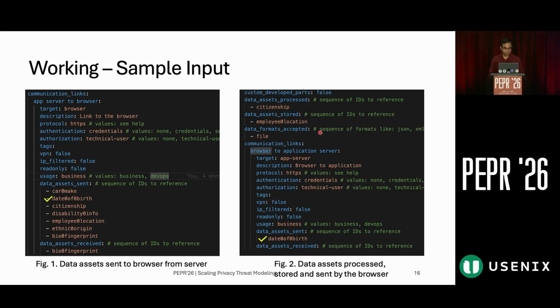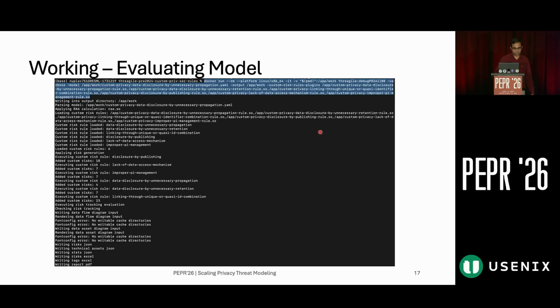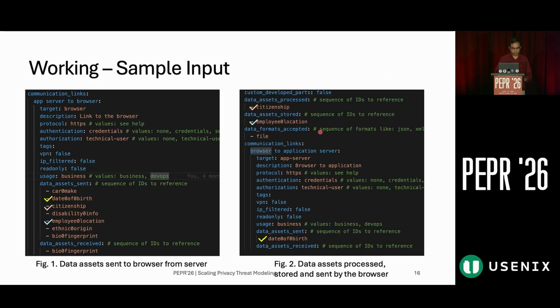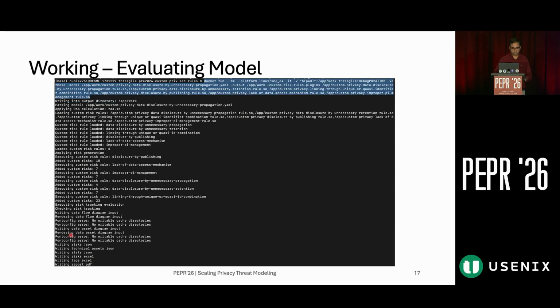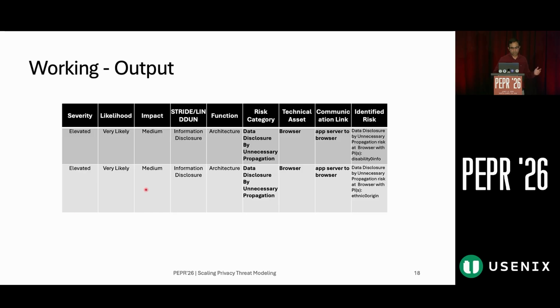For example, here you can see date of birth is being used. Citizenship is also being used in some way. Likewise, employee location is also being used. So there are a few assets which are not being used, as you can see. Then we run the Privitect rules over this architecture. And here you can see there are 2 threats being generated, one for disability info and ethnic origin, which were not being used.